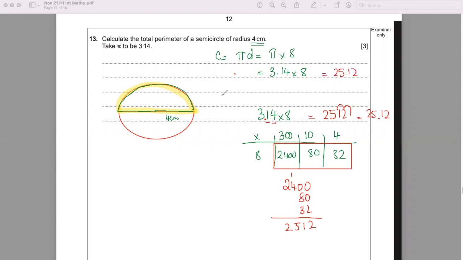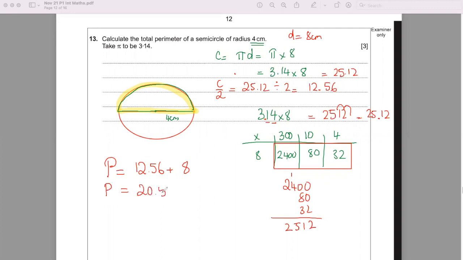That's the circumference, but you want half of it, so c divided by 2 will be 25.12 divided by 2, and that would give you 12.56, okay? That's not finished there. You would need to add that with the diameter, so the perimeter would be 12.56 plus the diameter, which is 8, okay? So remember to mention that it is 8 centimeters. And then your final answer should be 20.56 centimeters.